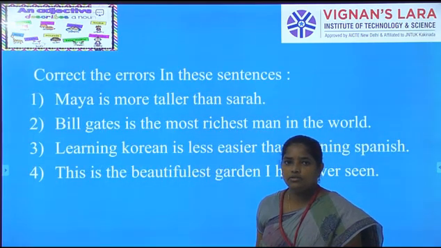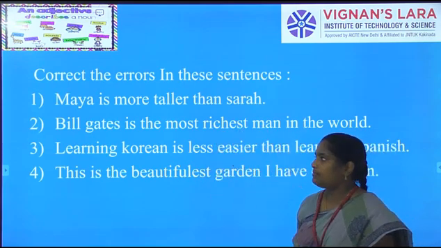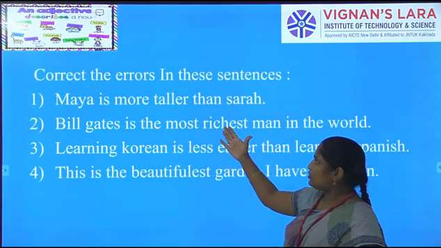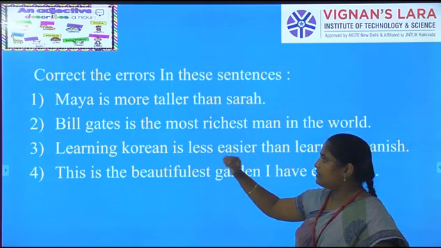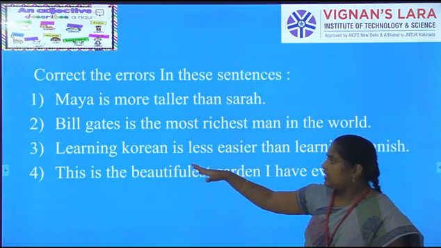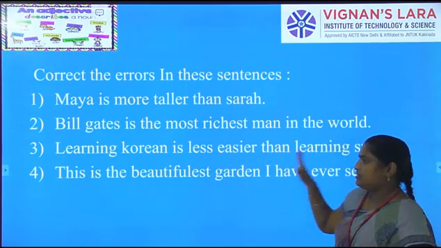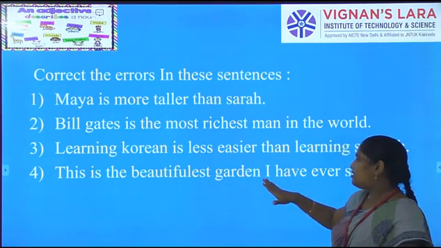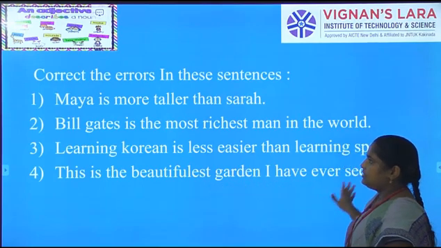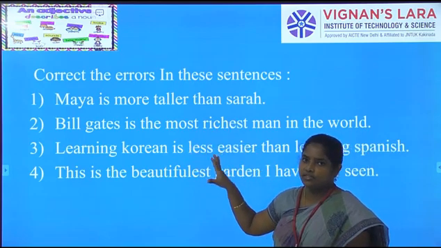Coming to the exercise: correct the errors in these sentences. Maya is more taller than Sarah. Bill Gates is the most richest man in the world. Learning Korean is less easier than learning Spanish. This is the beautifulest garden I have ever seen. What are the errors we observe here?